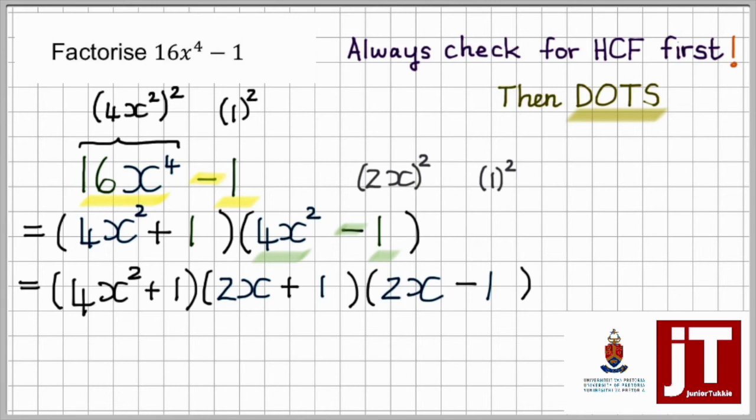Now, always check your answer to see if you can factorize further. We do have a minus sign in the last bracket, but the 2 terms are not squares. We have therefore completed this problem.